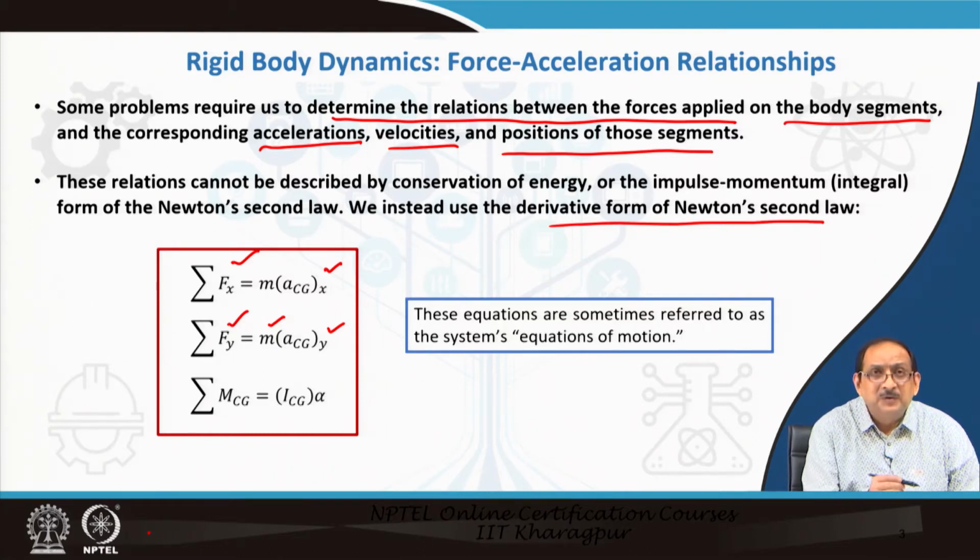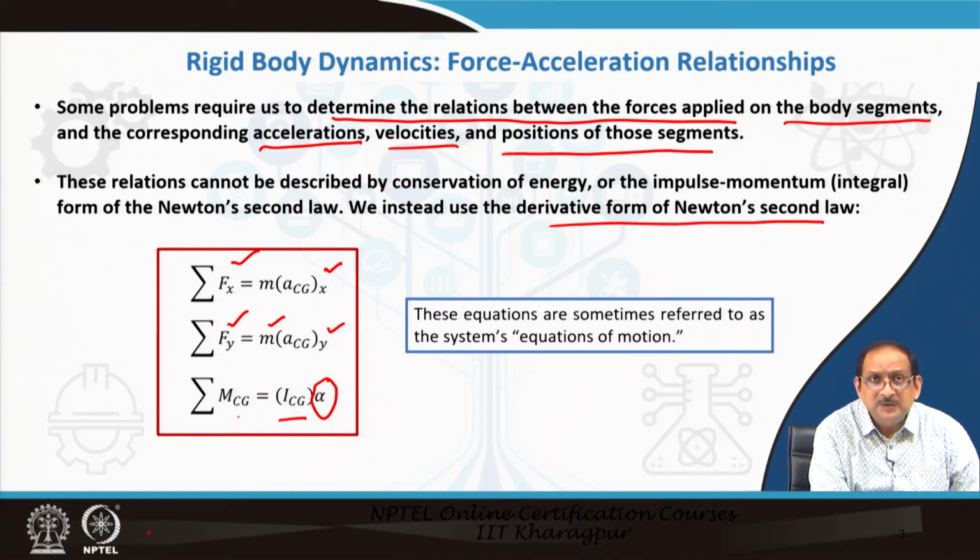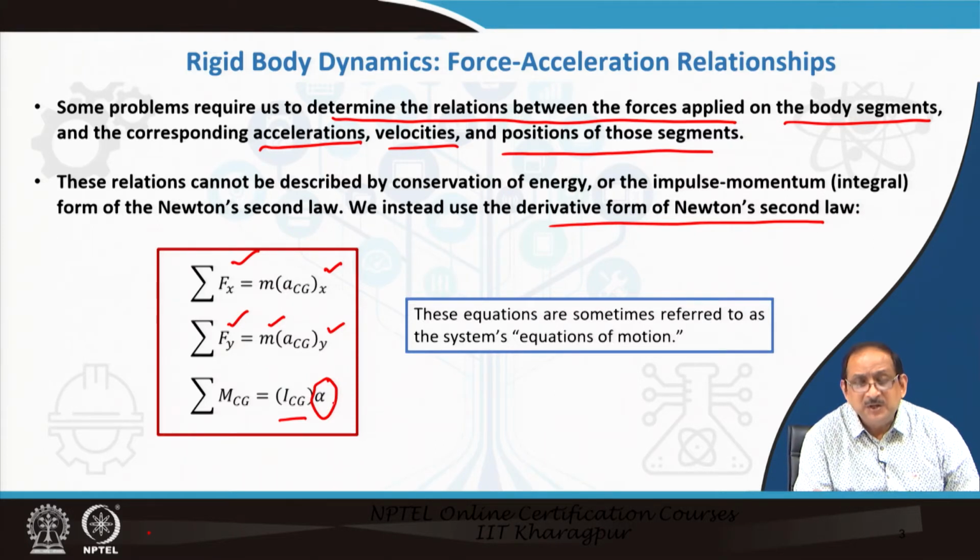Now, in order to calculate the moment, we actually need the moment of inertia I and the angular acceleration alpha. The moment is equal to the moment of inertia multiplied by the angular acceleration. These equations are sometimes referred to as the equations of motion of Newton's second law.